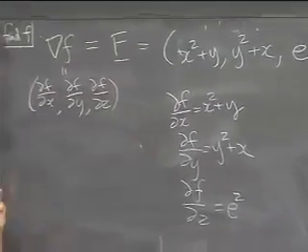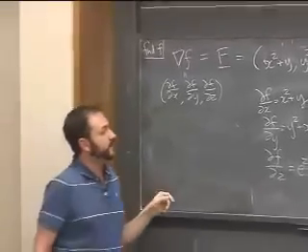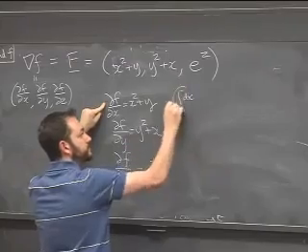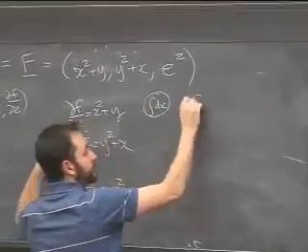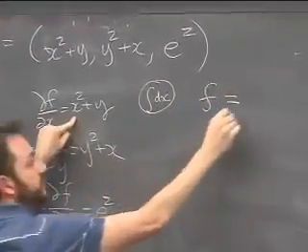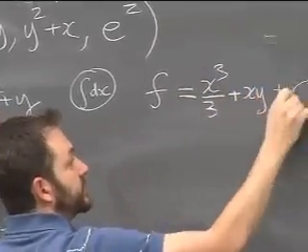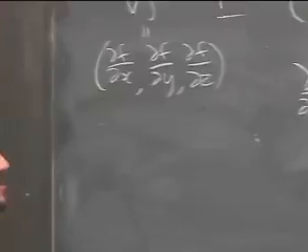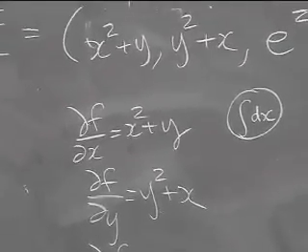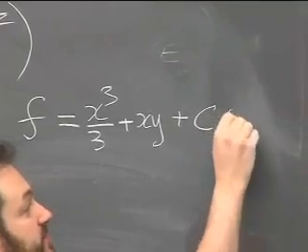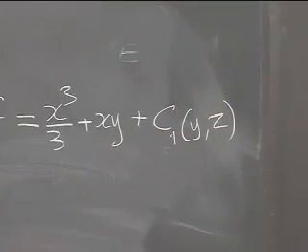So in order to do this, I have to integrate, but I have to do it in a clever way. Let's just integrate this with respect to x. And we will see that f is equal to x cubed over 3 plus xy plus a constant. Now, what's constant? Constant with respect to x, but it could still depend on y and z. So I'll call it c1 of y, z. It's a constant, but it's not really a constant. It's a function. The point is it does not depend on x.